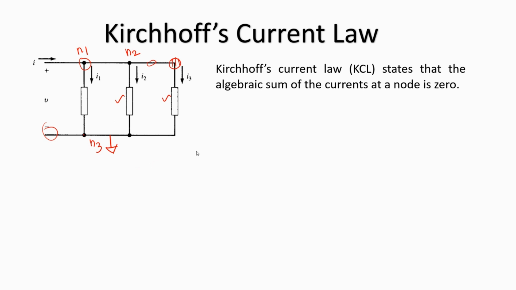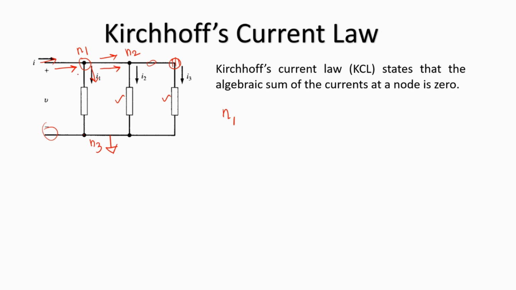Now, having understood the concept of node, let us go back to KCL. Here we see that the law states that the sum of currents at a node is zero. What does that mean? Let's analyze node N1. At N1, there are three currents that are actually operating. There is one current over here, one over here, and one over here. Basically, there is a current I which is entering the node N1. It splits up.